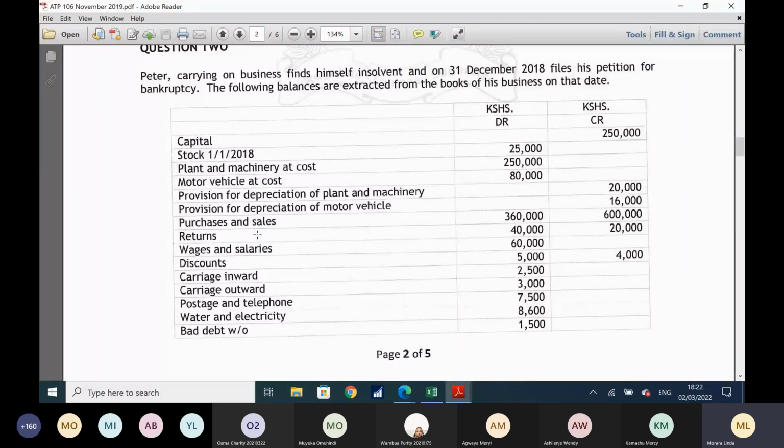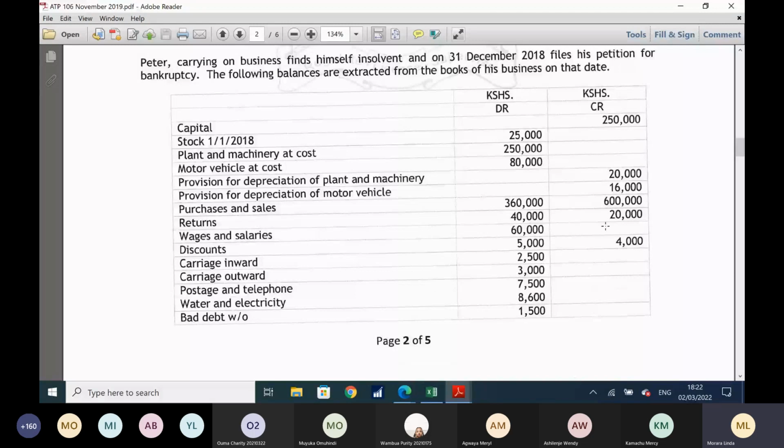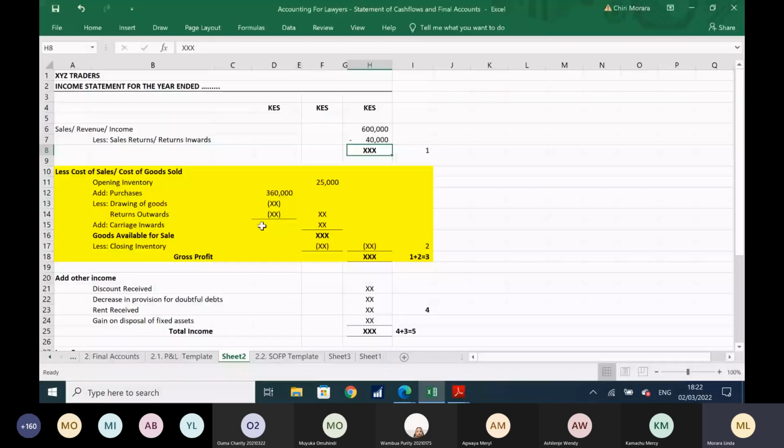So we were at the 20K now, the one on the credit side. The one on the credit side means that it's a return outwards because it is deducting the purchases that you have made, so that then it is 20K less. So our return outwards then should be deducted from our cost of sales.